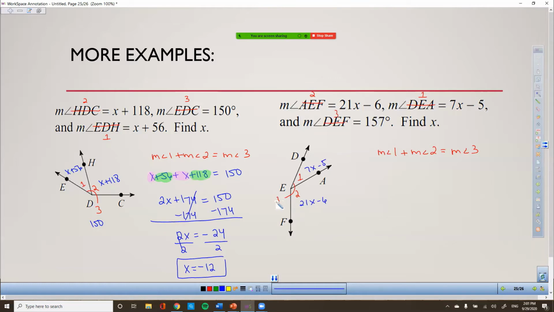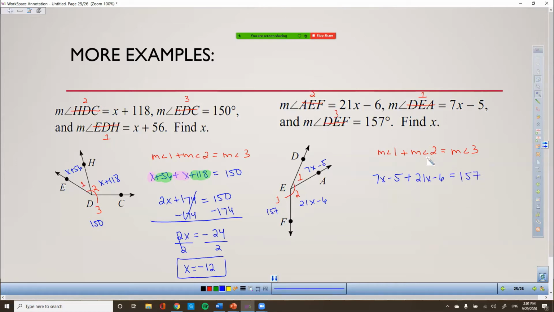And measurement of angle 3, all of it together, is 157 degrees. So now they want me to find x, to solve for x. So again, now we label everything. It's easier to substitute everything into my equation. Measurement of angle 1, they told me, was 7x minus 5, plus measurement of angle 2, they told me, is 21x minus 6. And all of that should equal measurement of angle 3, which they told me is 157.